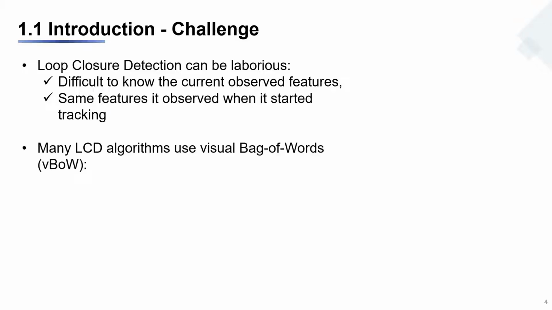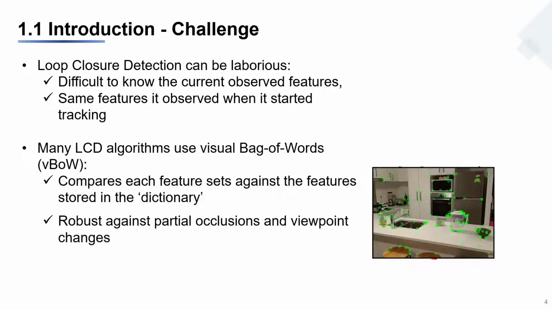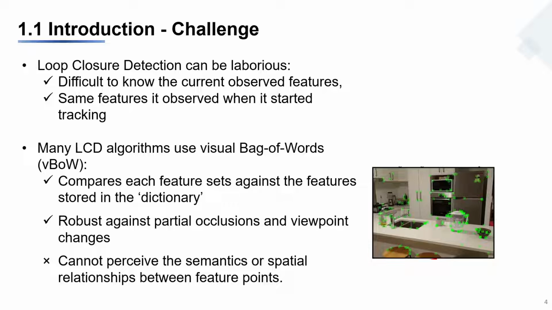Typically, a visual bag of words is used to detect loop closure, and it compares the local image features against a set of features that are stored in the dictionary. It is robust against partial occlusions and viewpoint changes. However, it cannot perceive the semantics or spatial relationships between feature points.